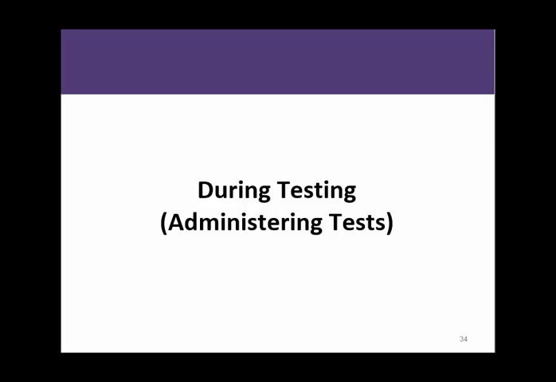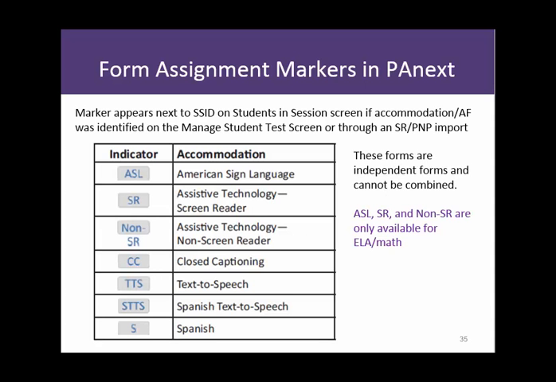During testing, one thing to confirm before you prepare your test sessions is that all form assignments are up to date. If you have a student that requires an accommodation, make sure in the test session that the student has the indicator next to their name in the test session.